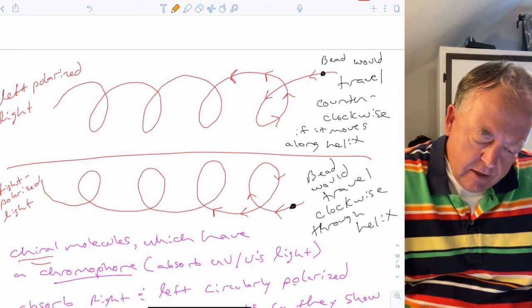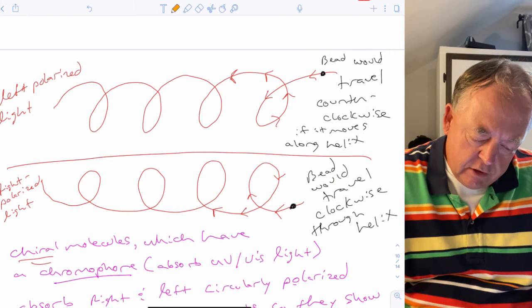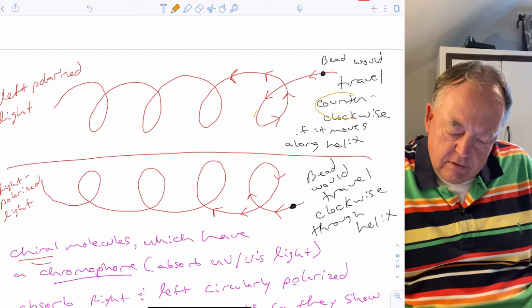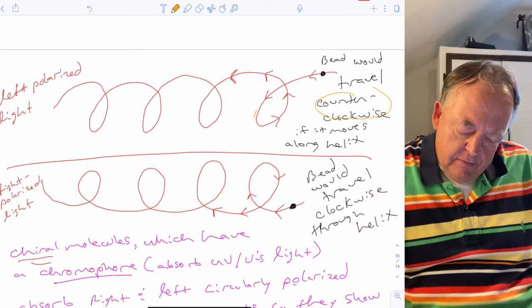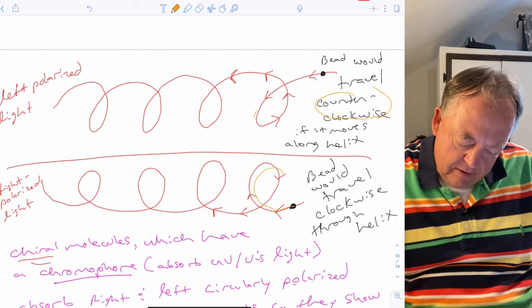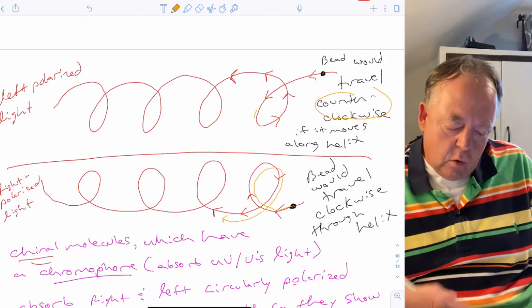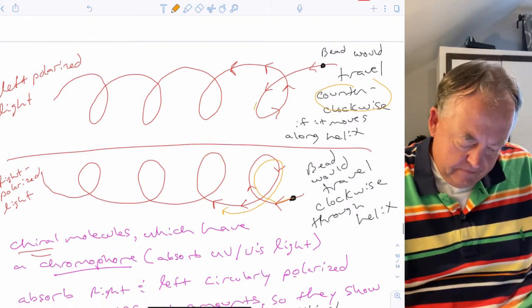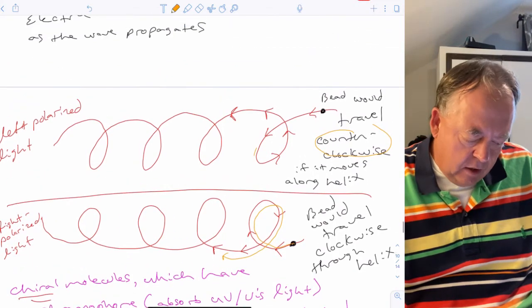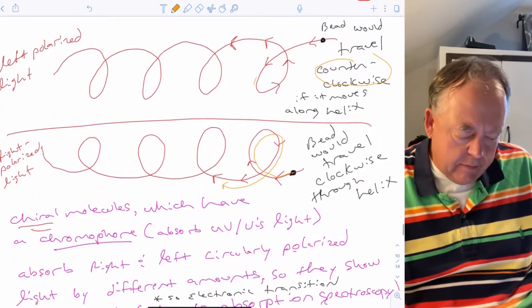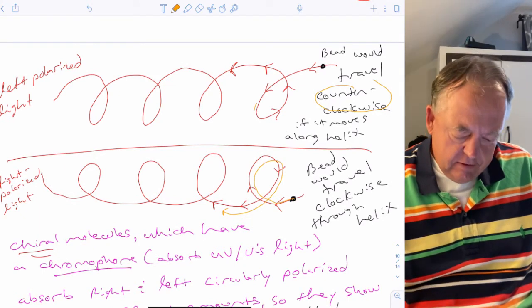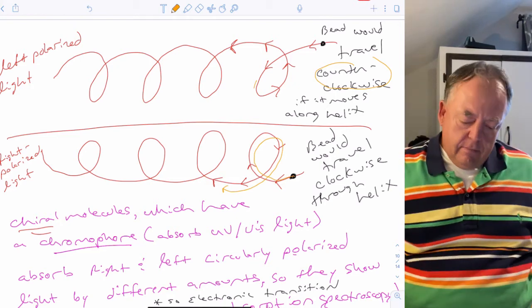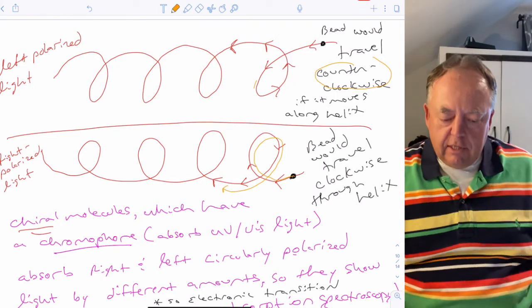So if there was a bead here, and this bead traveled through this coil, from your perspective this would be traveling counterclockwise, so that would be left polarized light. Or if this bead was traveling through the coil this way, then from your perspective it's going through these coils clockwise, so that's right polarized light. Whenever you make polarized light for a CD experiment, you always have both right and left polarized light, propagating, one clockwise, one counterclockwise.